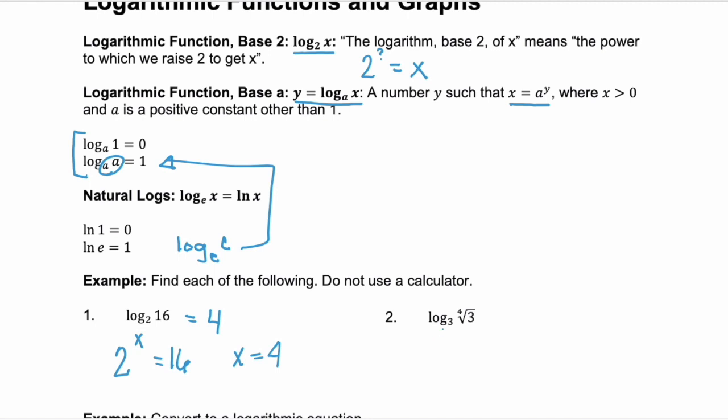The second example, log base 3 of the fourth root of 3. Well, remember what the fourth root of 3 is. That's the same as saying log base 3 of 3 to the power of 1/4. And we can rewrite this as 3 to the what, right? The base to what power gives us 3 to 1/4. And this would be x equals 1/4, or evaluating log base 3 of the fourth root of 3 is 1/4.